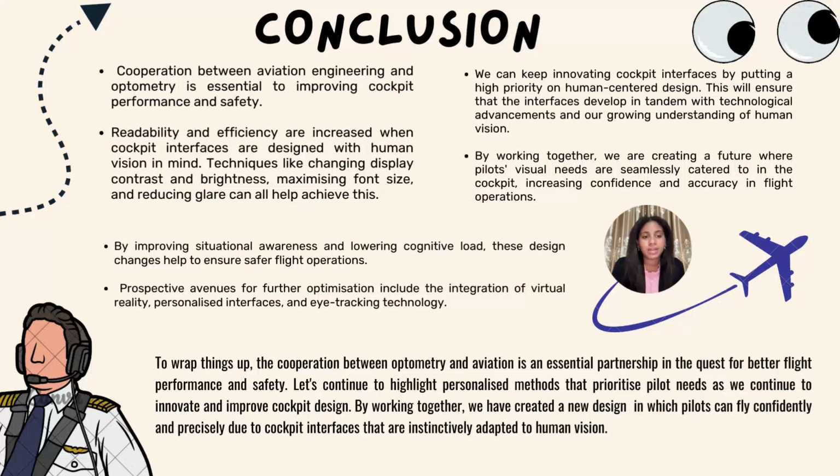We can keep innovating cockpit interfaces by putting a high priority on human-centered design. This will ensure that the interfaces develop in tandem with technological advancements and our growing understanding of human vision. Readability and efficiency are increased when cockpit interfaces are designed with human vision in mind. Techniques like changing display contrast and brightness, maximizing the font size, and reducing the glare can all help achieve this. By working together, we are creating a future where pilots' visual needs are seamlessly catered into the cockpit, increasing confidence and accuracy in flight operations.